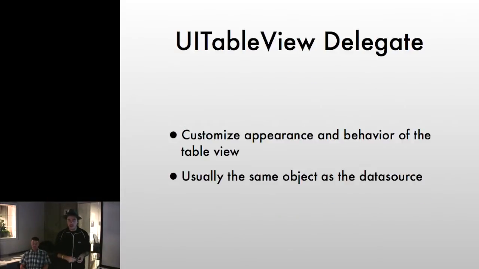Okay, so in addition to a data source, TableView also defines a delegate protocol, which allows you to customize not so much the data in the table, but what it looks like and how it behaves. Typically, this is the same object as the data source. It doesn't have to be. It would be a lot harder if they weren't, so it's almost always the case that they're the same object.